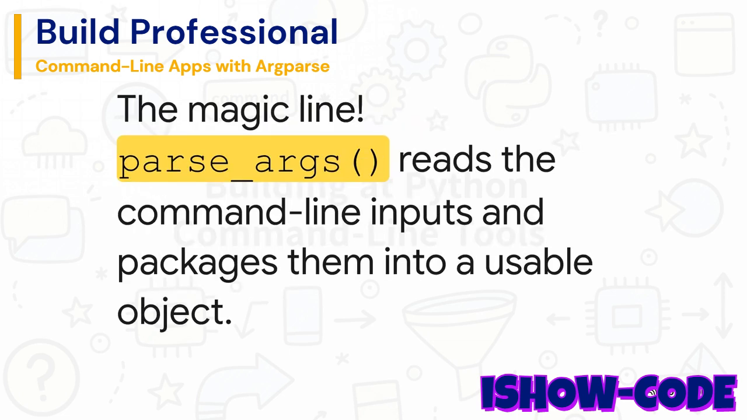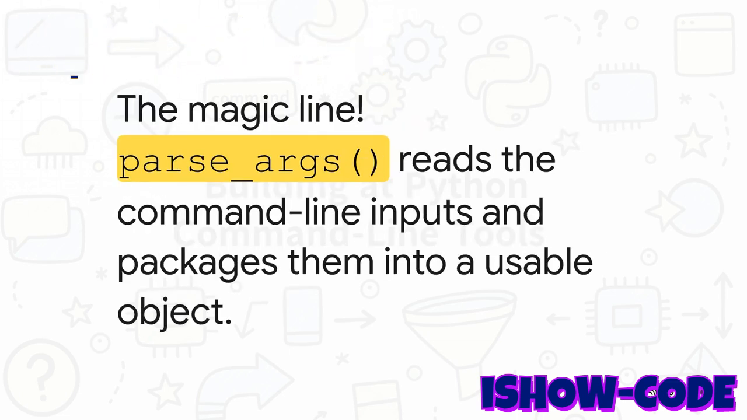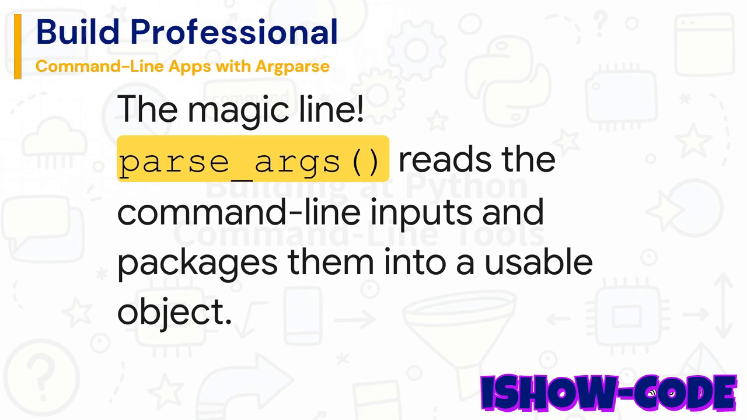Okay, step 3. This right here, this is the magic line. args = parser.parse_args(). When your script gets to this line, it basically pauses, looks at the terminal, reads all the inputs the user typed in, and then it checks them against the rules we just defined. It then packages everything up neatly into a little object for us.